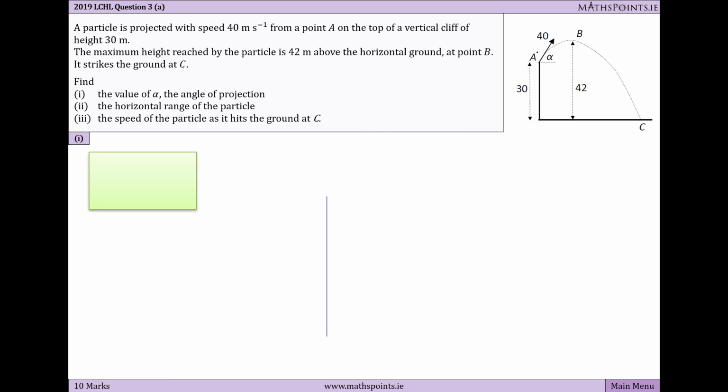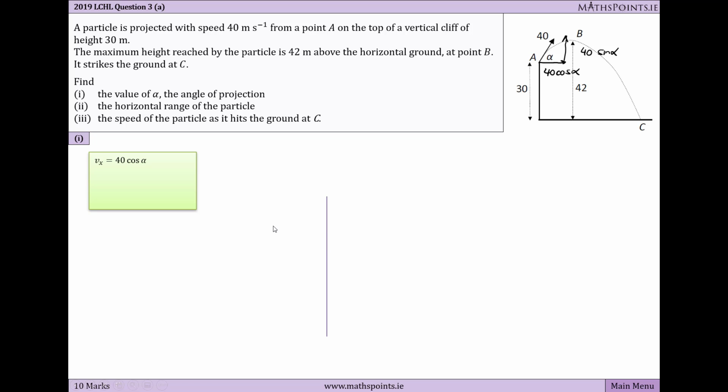So if we have a look at the velocity vector up here, we have a velocity of 40 at an angle of alpha, and so we're going to split that up into 40 cos alpha in the horizontal direction and then 40 sine alpha in the vertical direction. And so when we get that down, we can then start forming our equations.